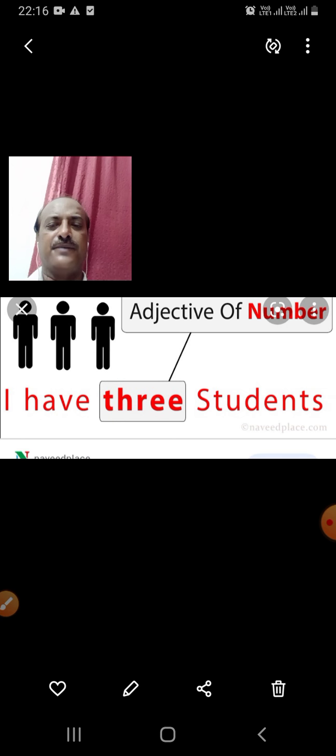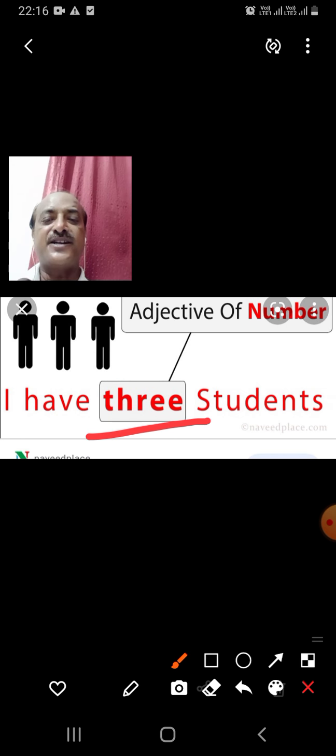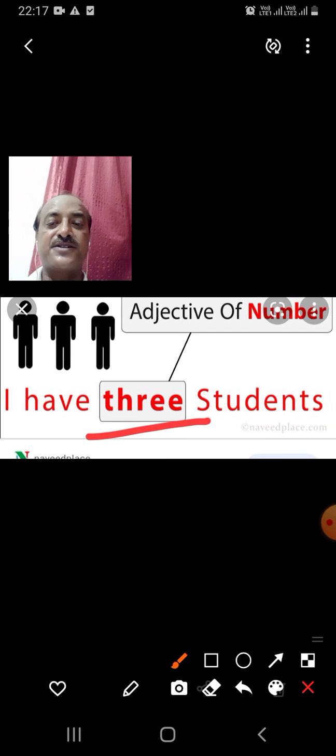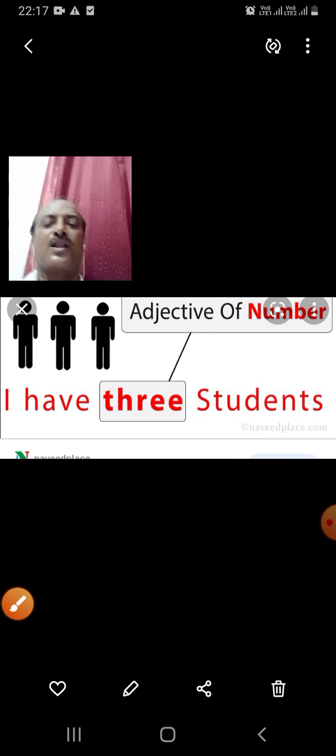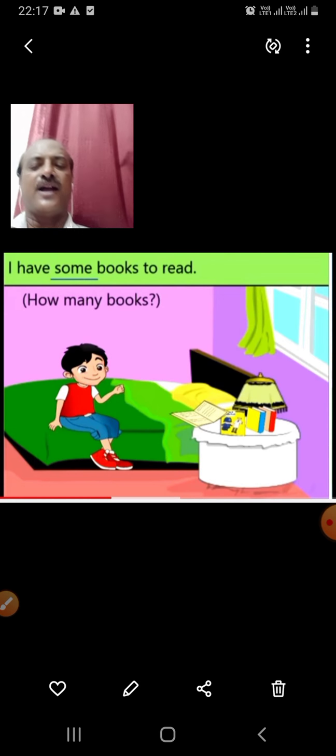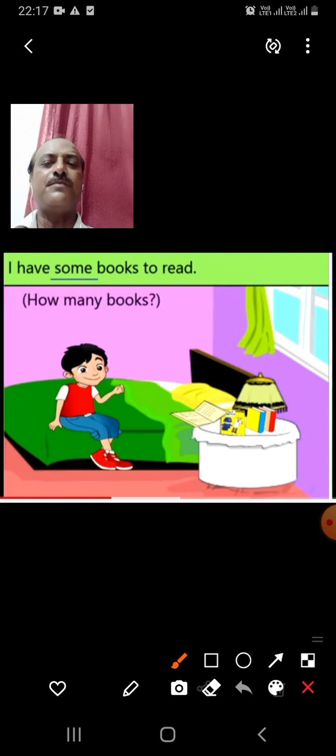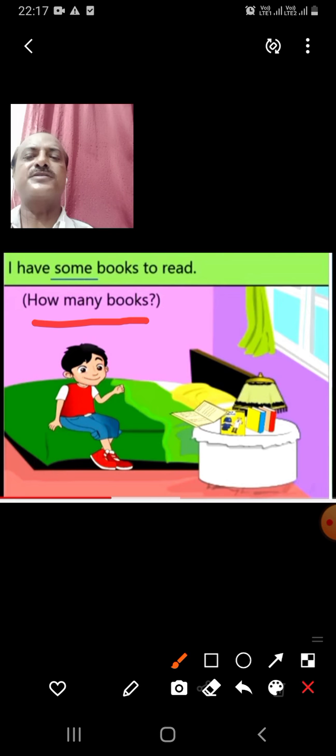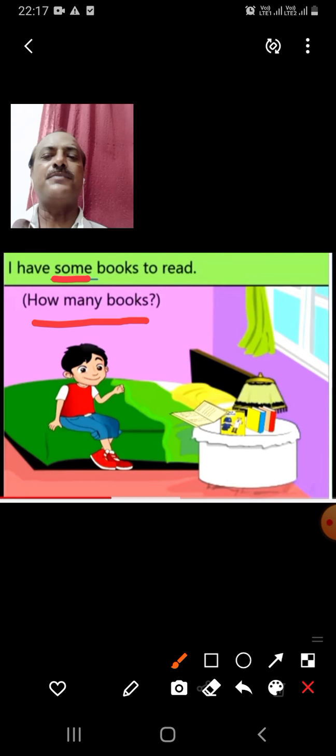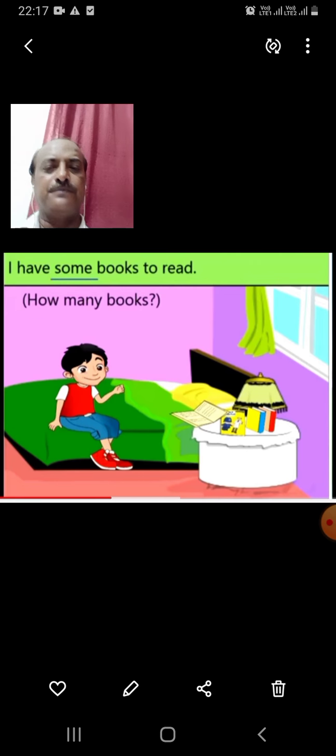Adjective of number. I have 3 students. Now, adjective of number answers the question how many. Adjective of quantity answers the question how much. Adjective of number answers the question how many. I have 3 students. How many? 3. Yes, some examples. I have some books to read. Now, how many books? Some. So, some is an adjective of number.